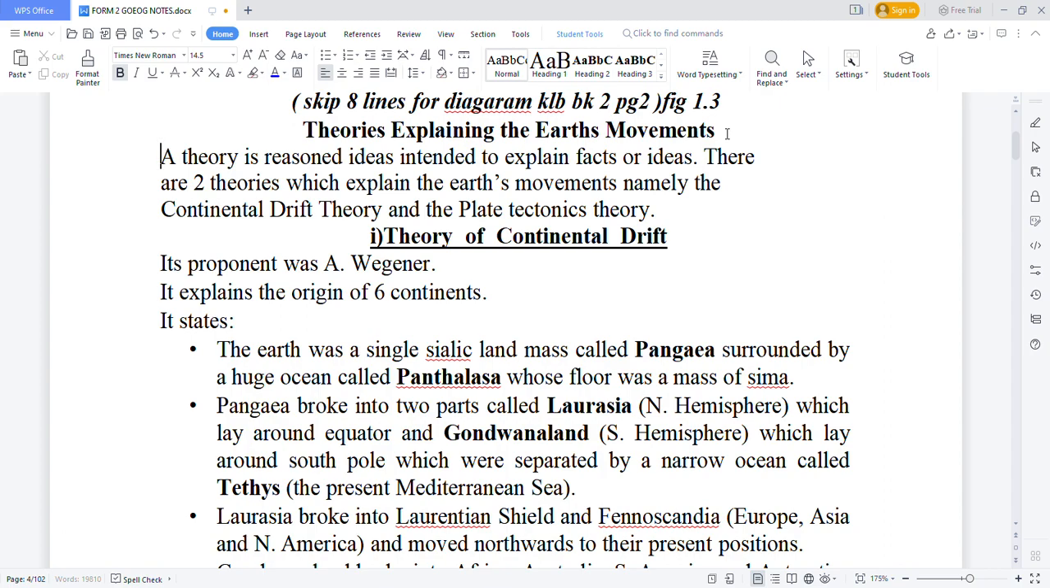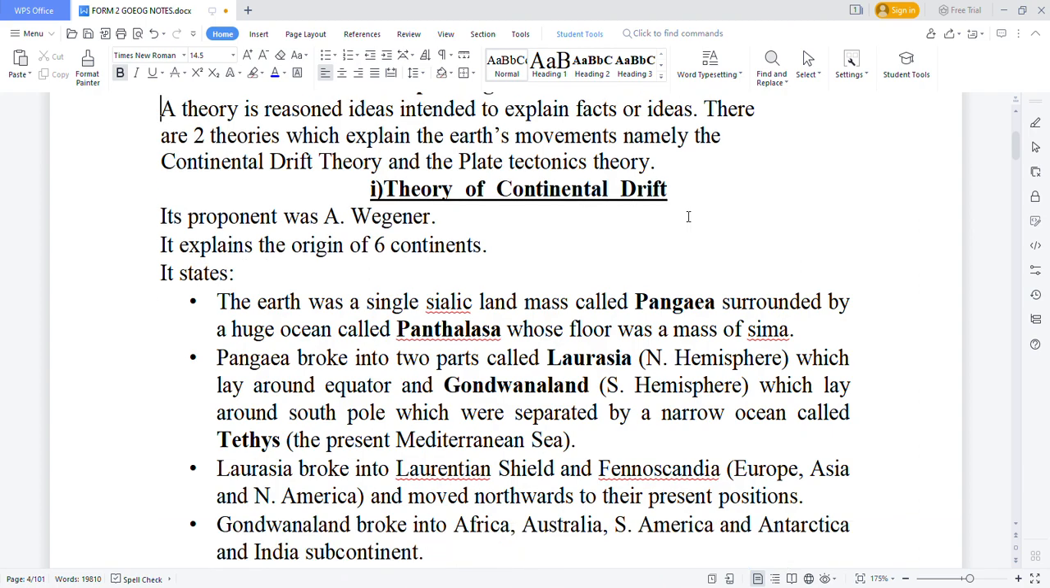What is a theory? A theory is a set of ideas intended to explain facts or events. There are two theories which explain the Earth's movements, namely the continental drift theory and the plate tectonic theory.